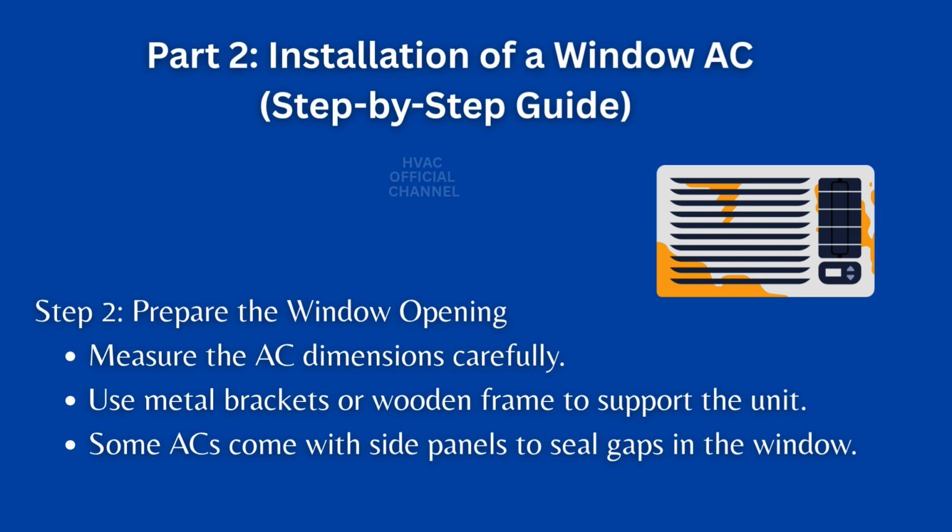Step 2. Prepare the window opening. Measure the AC dimensions carefully. Use metal brackets or wooden frame to support the unit. Some ACs come with side panels to seal gaps in the window.